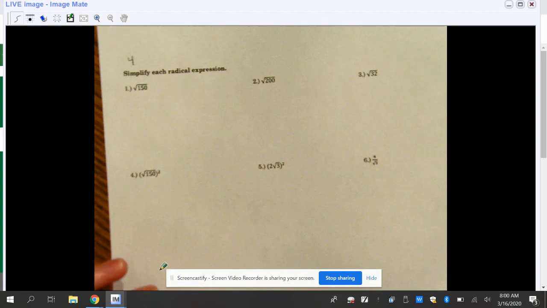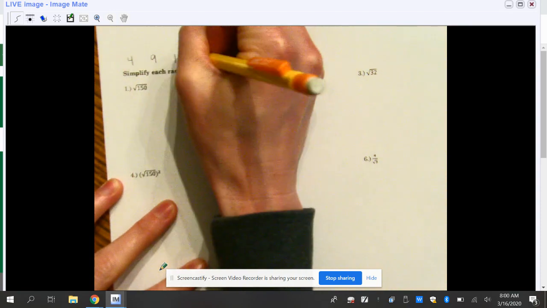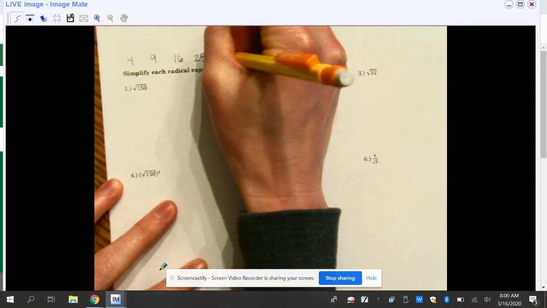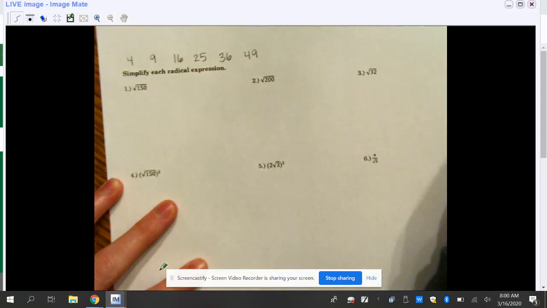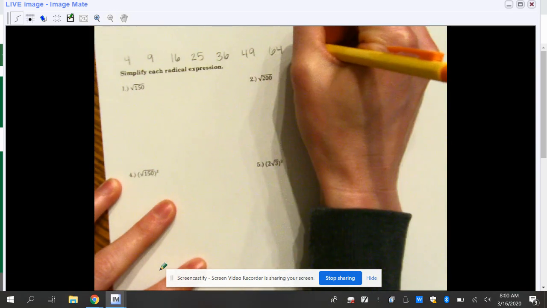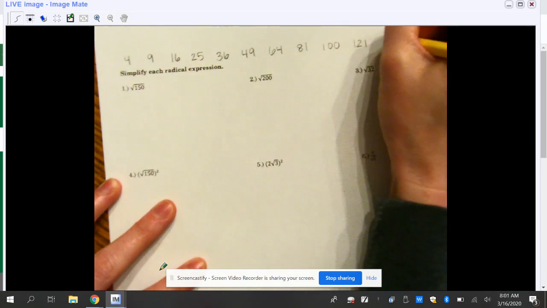I'm going to write the list of perfect squares from 4 to maybe 144, so we'll go up to 12 squared. So we've got 4, 9, 16, 25, 36, 49, then 64, 81, 100, 121, and 144.